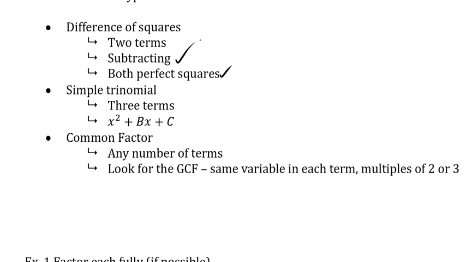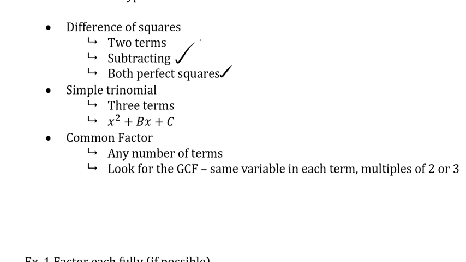That's a sum of squares. You're adding squares. You're not subtracting them. So that's different. It won't work. But if you're subtracting 2 terms, both squares, then it's a difference of squares. The last possibility is that it's a common factor. Now, the tricky thing is a common factor can be any number of terms. It can be 2, 3, or even more.